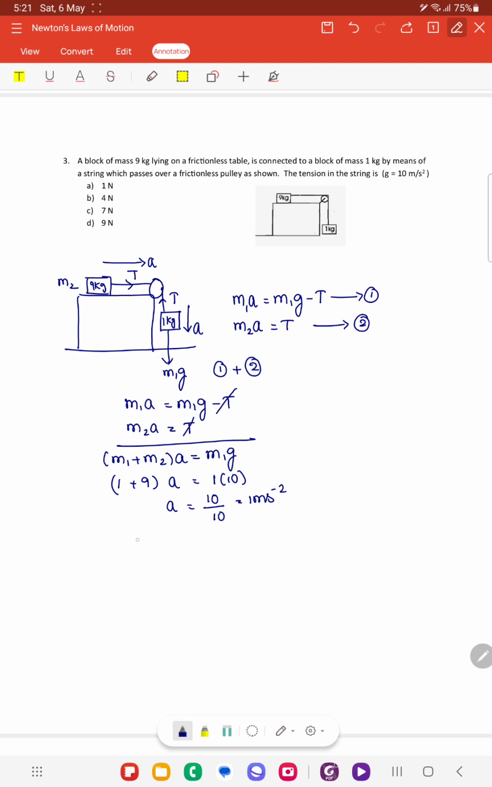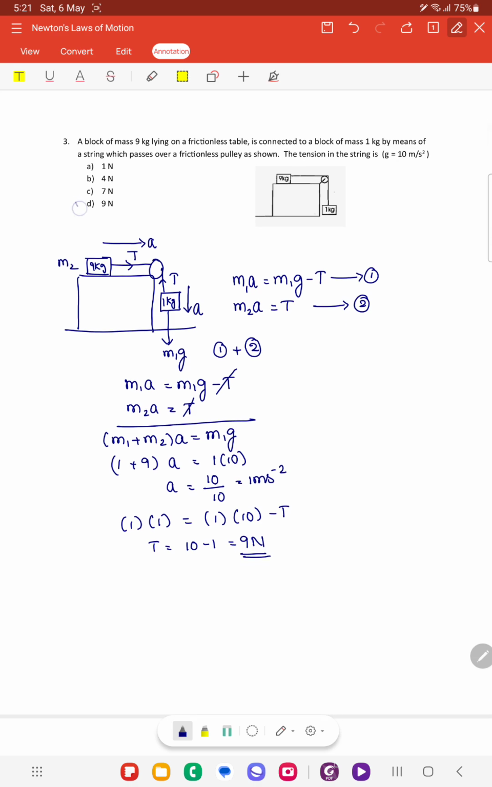Substituting in one of the equations, we have m1 is 1 kg, acceleration is 1, so 1 into 1 is equal to 1 into 10 minus T, or T is equal to 10 minus 1, which is equal to 9 Newton. Therefore, the tension is 9 Newton. So, option D is the right answer.